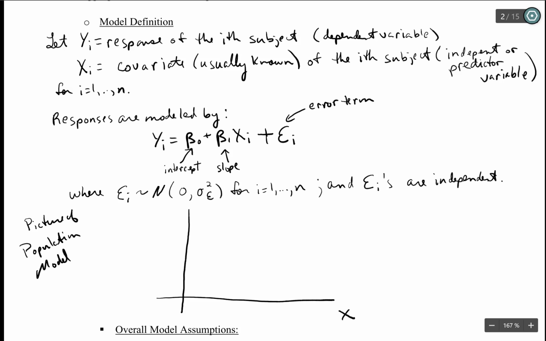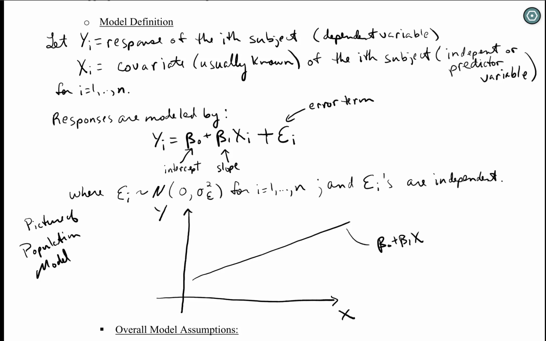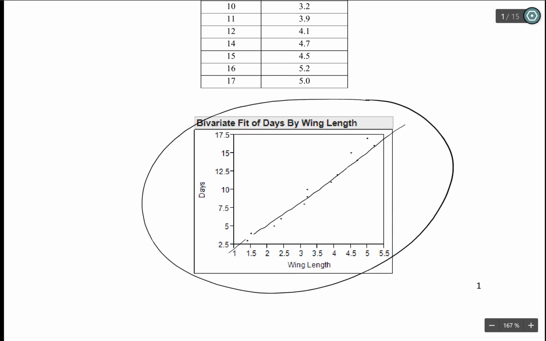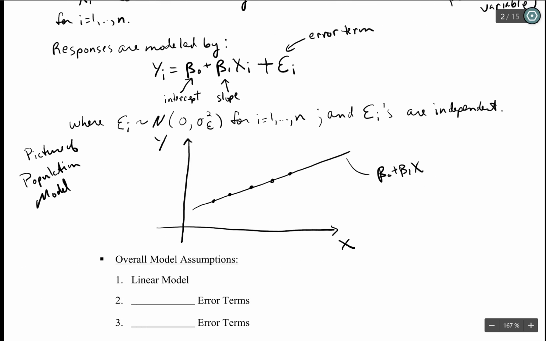We would have x here as a horizontal axis, y as the vertical axis, and there's a line that relates y and x, and this line is beta naught plus beta 1x. That's the line, but in reality the scatter plot would not be something like this, where all the data is on the line. If you look at the scatter plot for the sparrow data, that's not reasonable there. We want instead the data to bounce off of the line, something like that.